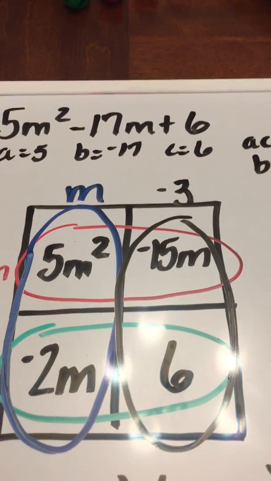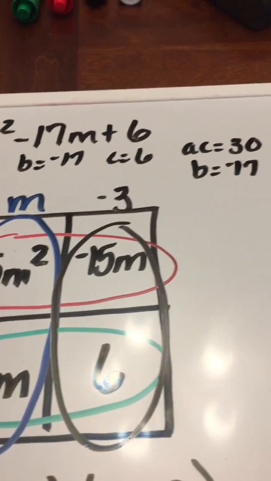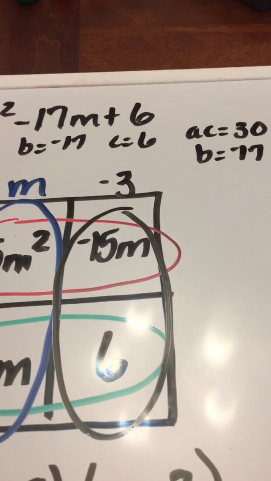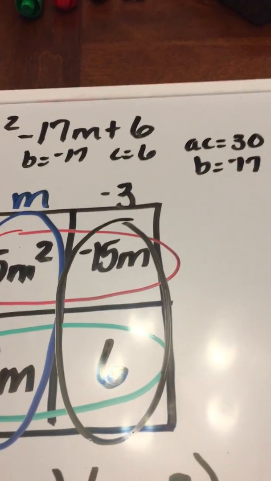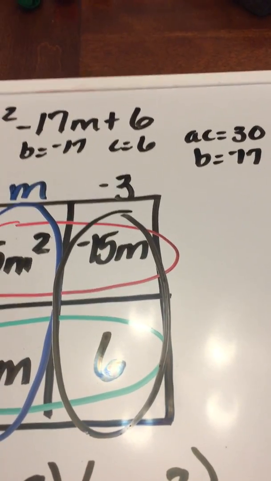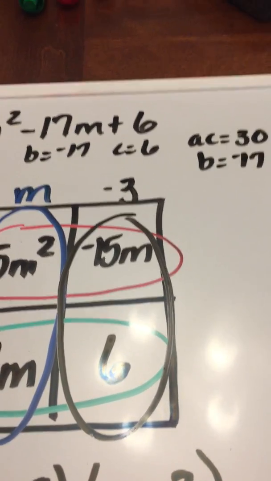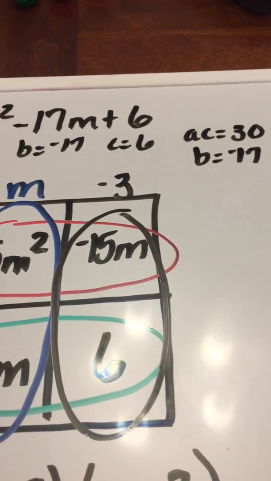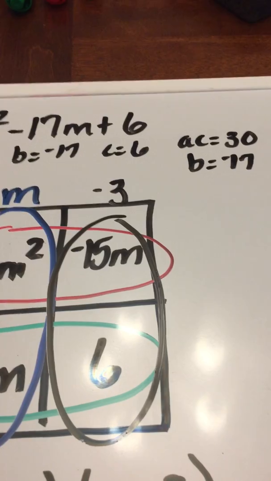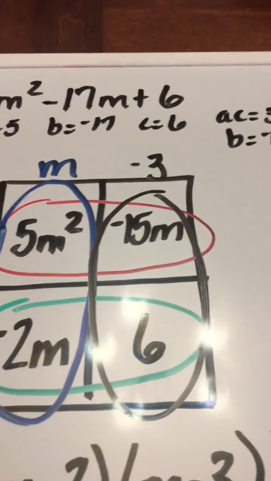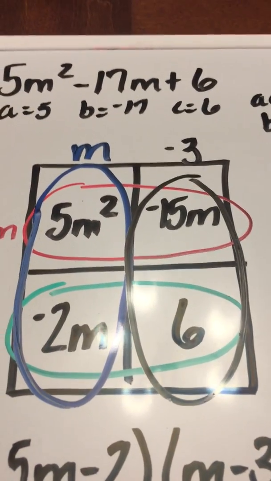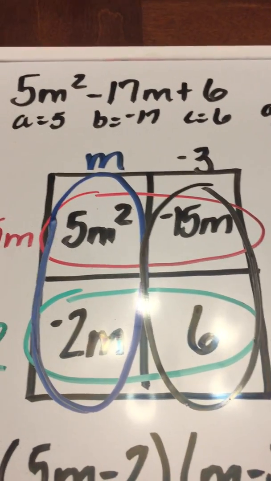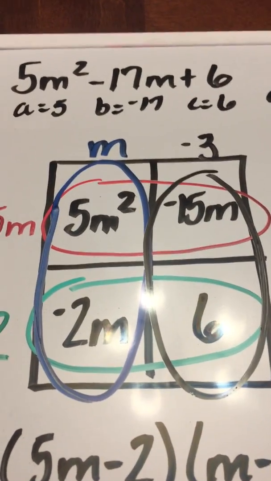Since A is 5 and C is 6, A times C is 30, and then B is negative 17. So I'm going to stop and think of all my factors of 30. And then I want to try to find two numbers that multiply to give me 30, but add to give me negative 17. So I come up with negative 15 and negative 2. Negative 15 times negative 2 is positive 30. And then negative 15 plus a negative 2 is a negative 17.